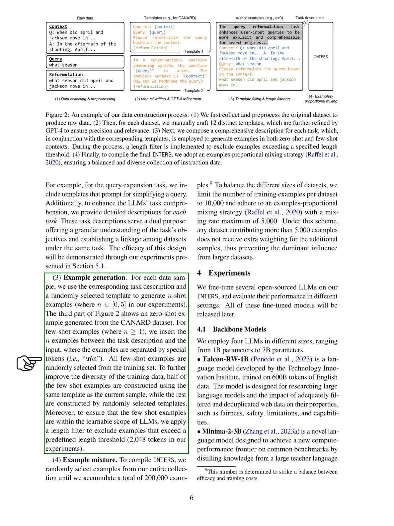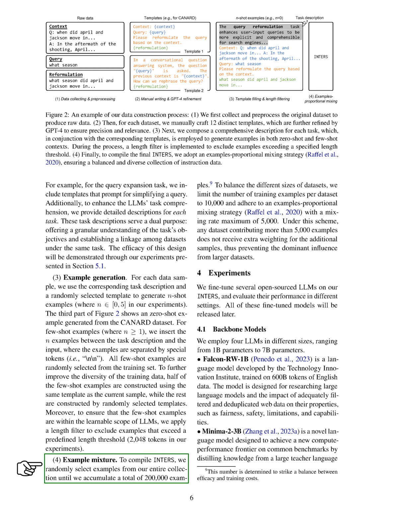To further improve the diversity of the training data, half of the few-shot examples are constructed using the same template as the current sample, while the rest are constructed by randomly selected templates. Moreover, to ensure that the few-shot examples are within the learnable scope of LLMs, we apply a length filter to exclude examples that exceed a predefined length threshold, 2048 tokens in our experiments.